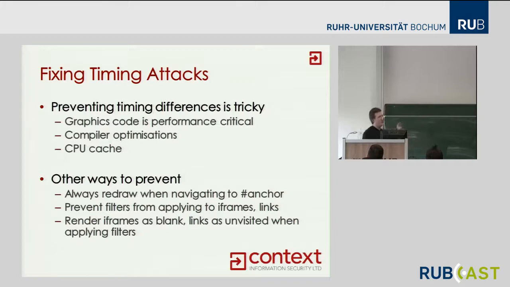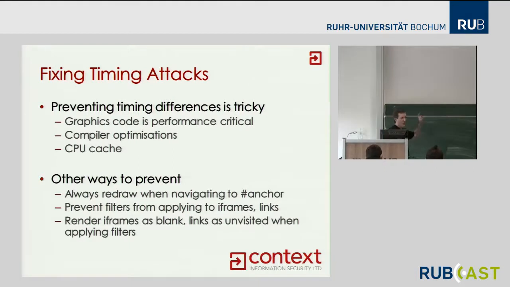And even if our compiler produces exactly the same code for each different case, things like the CPU cache can affect things as well. If the CPU is calculating the same numbers over and over again, it might be very, very quick. But if it's processing lots of different values in an algorithm, then it might be a bit slower. And this is something we've actually seen.